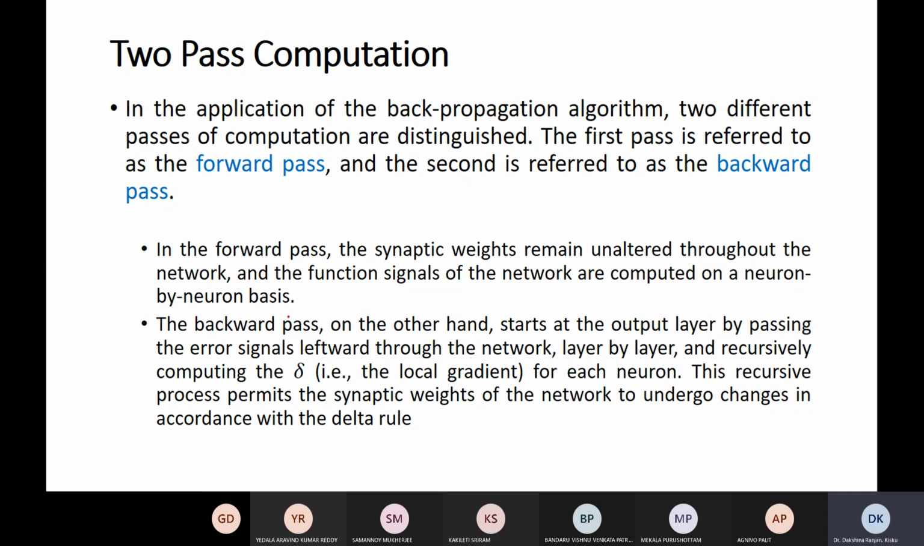In the case of the backward pass, on the other hand, we start at the output layer by passing the error signals to the previous layer. Layer by layer, these error signals pass through the network in the backward direction, and we recursively compute the delta, the local gradient, for each neuron. This recursive process permits the synaptic weights of the network to undergo changes in accordance with the delta rule.